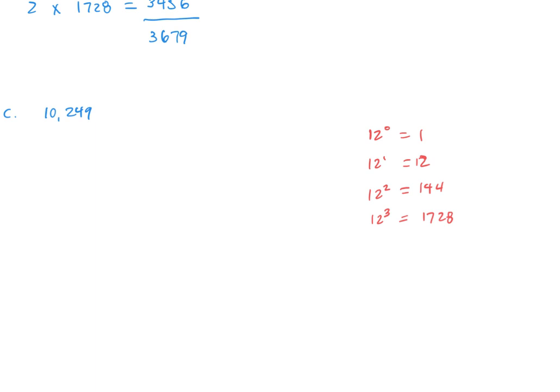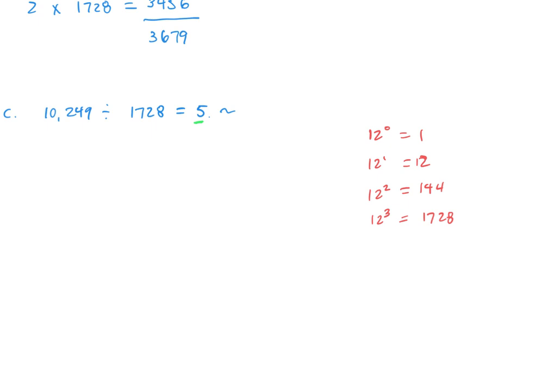Okay, so we'll start by dividing by the largest number that's going to go in, and that's going to be the 1728. And that goes in 5 times and some decimal, which we don't really care about. What's going to be important is this 5.